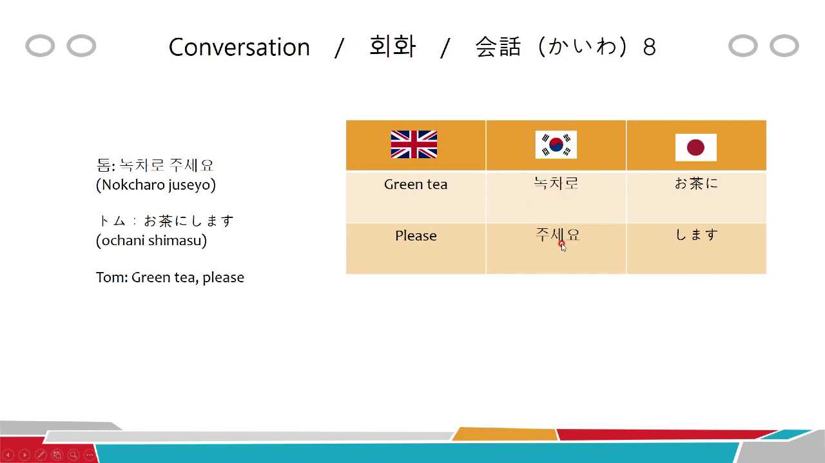녹차로 주세요. 오차니 shimasu. This kanji means tea and read as the cha.